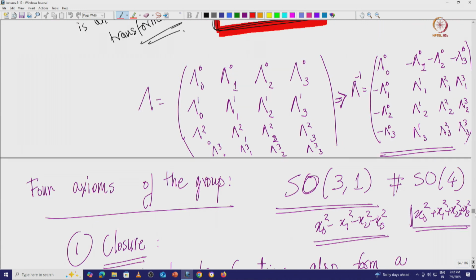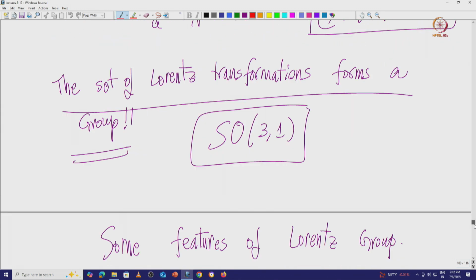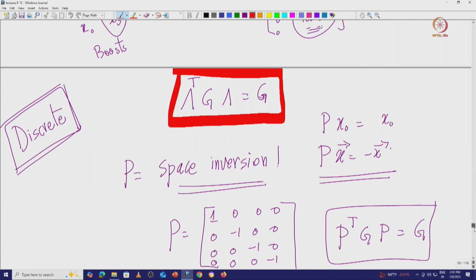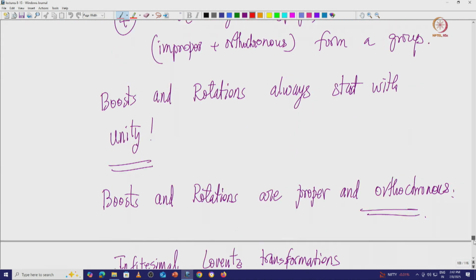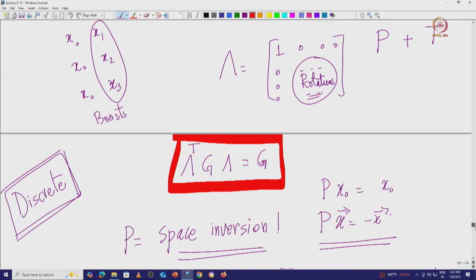keeping the line element invariant, not x1 square plus x2 square plus x3 square plus x4 square, but something like x1 square minus x2 square minus x3 square. So there is a sign difference in the line element, and that was the reason why it is called SO(3,1).